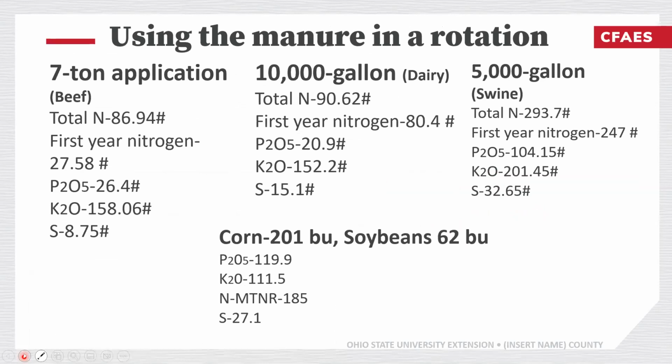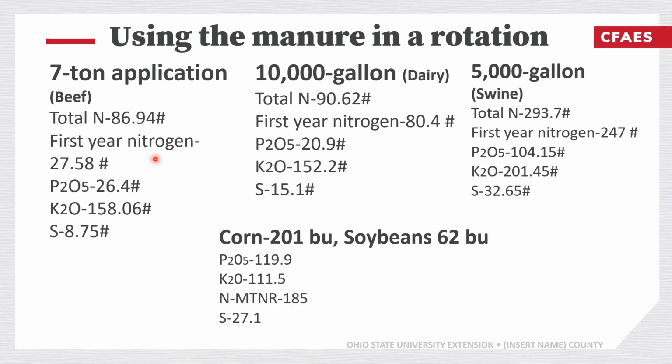So using the manure in a rotation, that 201 bushel corn crop and 62 bushel soybean crop, across those 3 different samples, we applied 7 tons of beef manure, 10,000 gallons of dairy manure, 5,000 gallons of swine manure. How's that come at covering our needs? So from that corn soybean rotation, we would need 120 pounds of P2O5, 111 pounds of potassium K2O. If we apply it before the corn crop so that our corn can utilize all of our nitrogen, 185 pounds of nitrogen and 27 pounds of sulfur for that rotation.